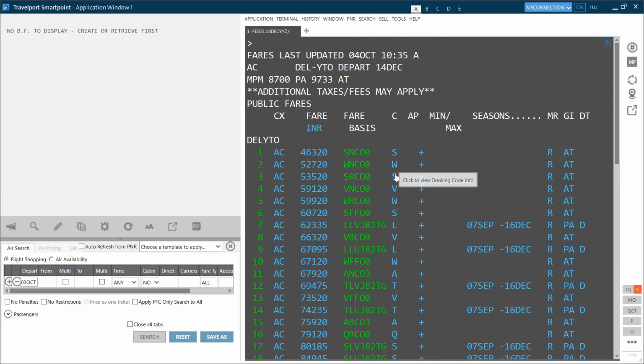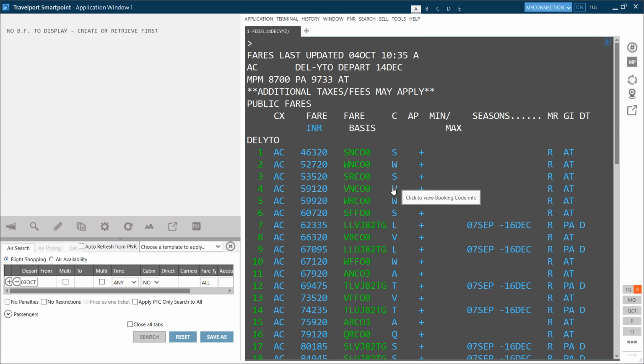Third, we have the S class. So we'll only seek S class at 46,000, then W class at 52,000, then V class at 59,000. Again, W we will not consider because we have already taken the W class. It means the cheapest class S, then W. See, the fare is moving on.